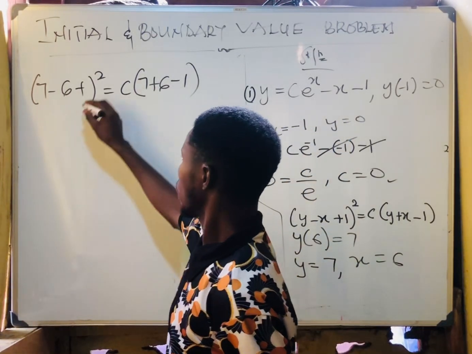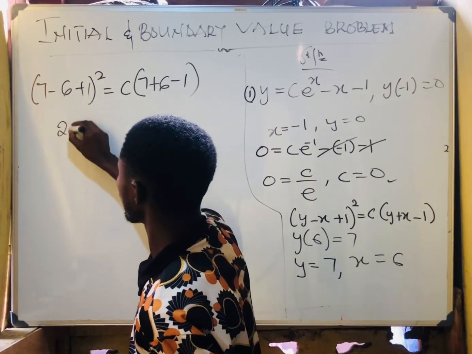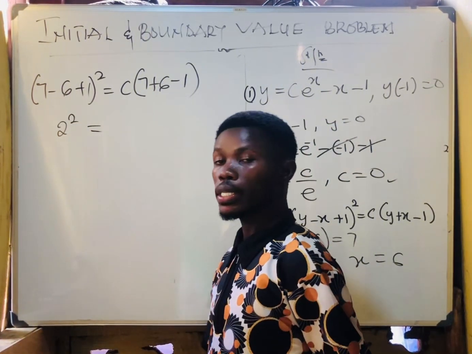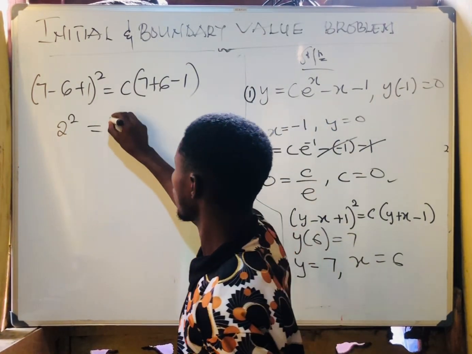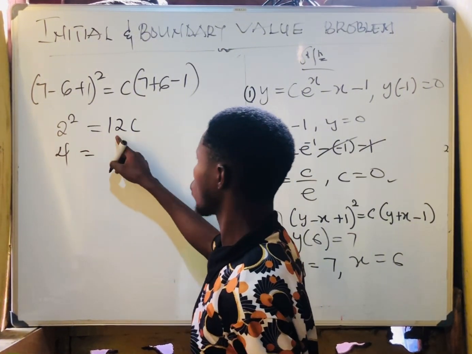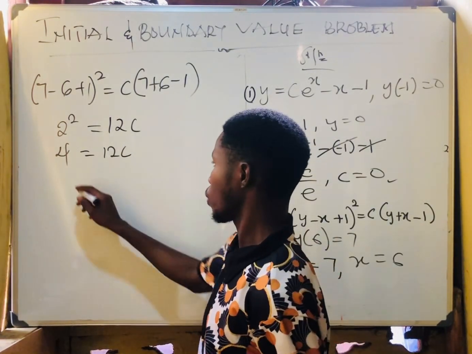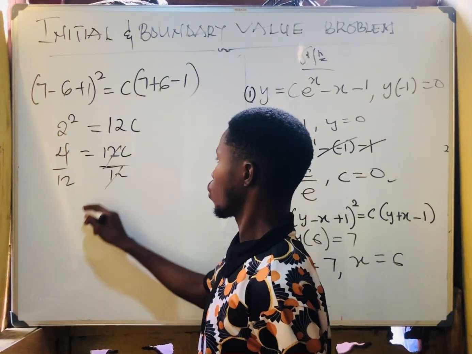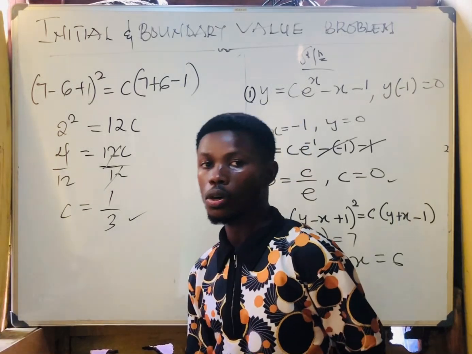7 minus 6 is 1. 1 plus 1 is 2. So I have 2 squared equals, 7 plus 6 will give us 13, and 13 minus 1 will give us 12. So we have 12c. 2 squared is 4 equals 12c. At this point, you divide both sides by 12. Here 12, here 12, this will go with this, so our c will be 1/3. So that's our constant. Is that okay?